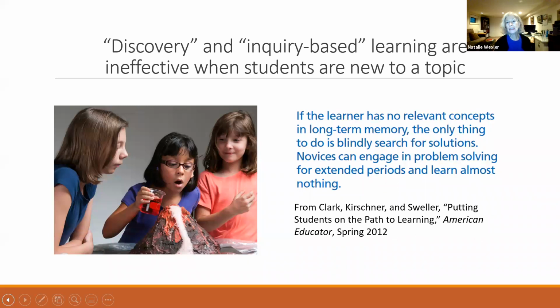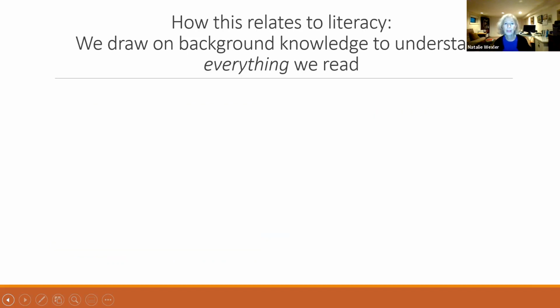So explicit instruction doesn't have to be just lecturing. It can be discussion and writing and give and take. But just having students try to learn about a new topic through their own inquiry really doesn't work very well. So how does this relate to literacy? Well, we draw on our background knowledge to understand almost everything we read. It may not be obvious, but that's what we're doing.